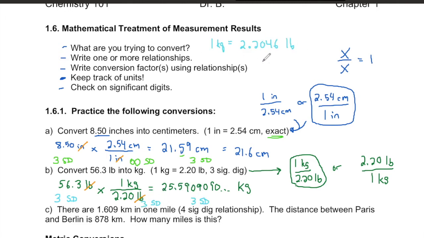We have another place in the textbook where we're told that 1 kilogram is 2.2046 pounds. So if we had a weight, a mass in pounds that we wanted to convert that had more than 3 digits, we should use this relationship that has 5 digits. But the relationship we used had 3 significant digits. In any event, we need 3 significant digits in the answer. And this comes out to be 25.6 kilograms.